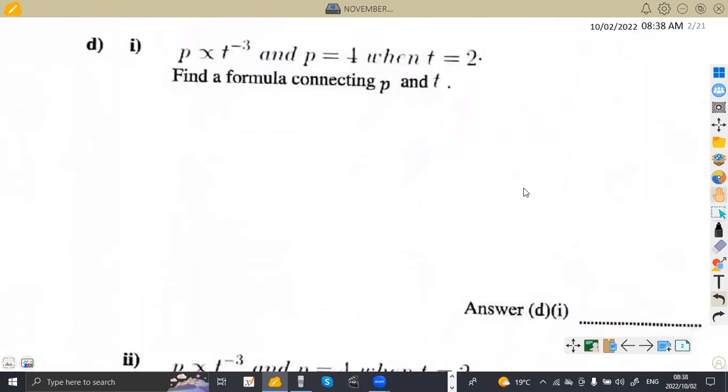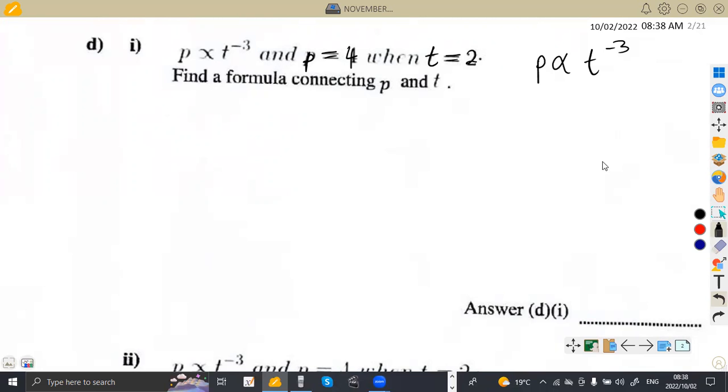The D part, we are given that P varies directly as t to the exponent of -3. This one is an inverse variable, so it's negative anyways. Okay, then you're given the value of P here, which is equal to 4 when t is equal to 2. So find a formula connecting P and T. Okay, we need a formula that is going to connect P and T.